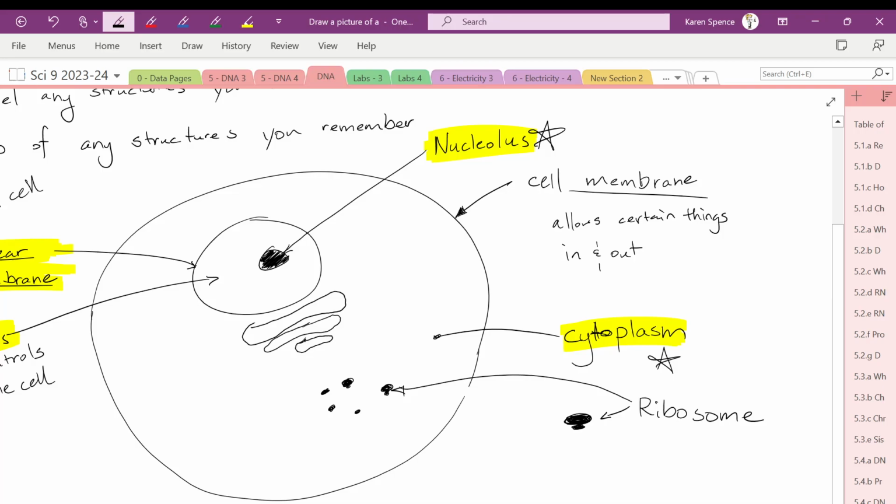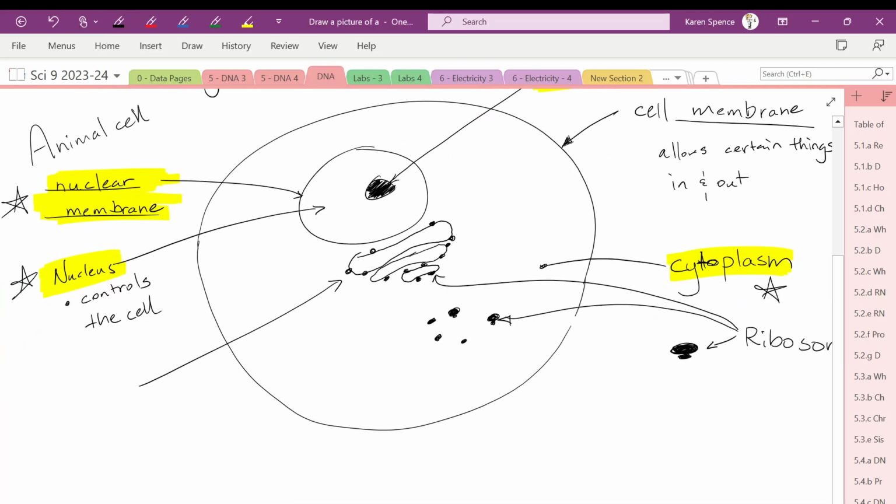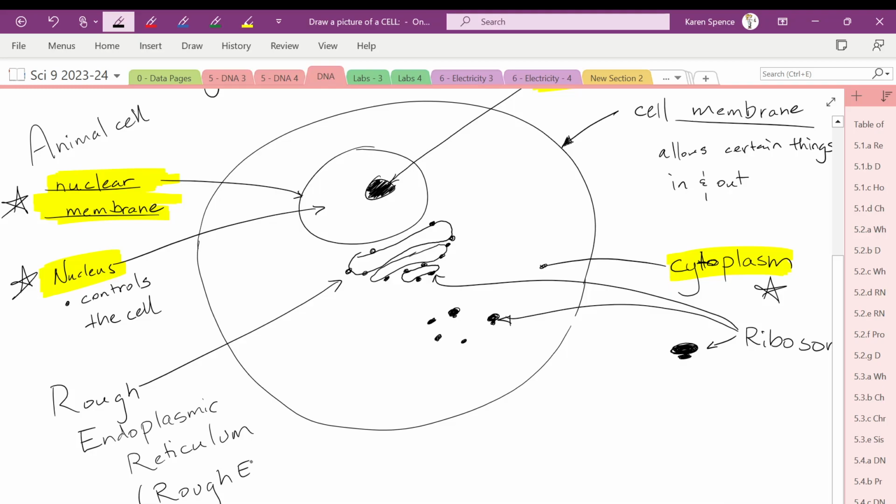And on there, this pen is crazy. Okay, there we go. You might find some, what do you think these are? Those are ribosomes. And this is called the rough endoplasmic reticulum. Also known as the rough ER.